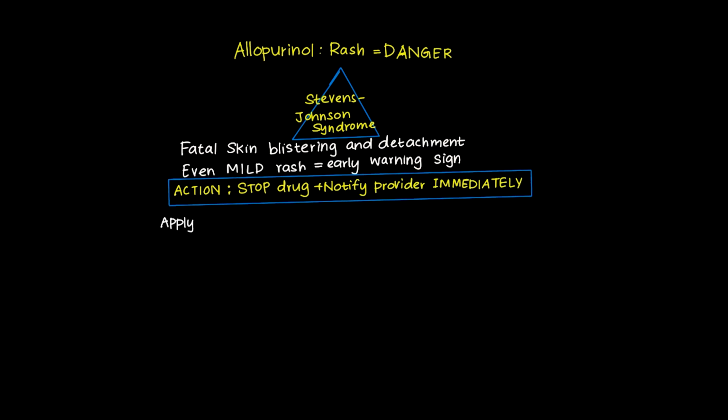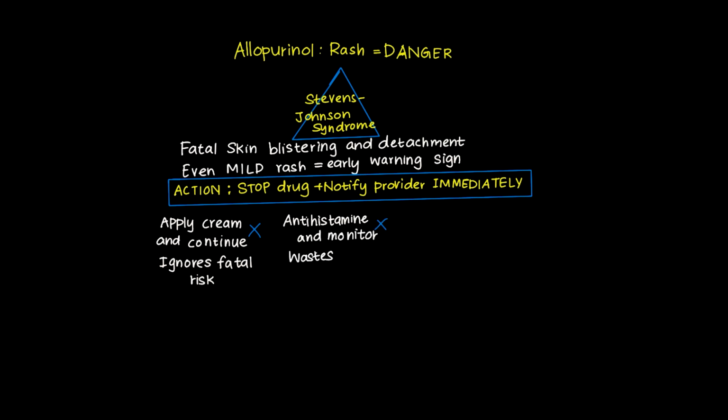Applying hydrocortisone cream and continuing the drug ignores the life-threatening risk sitting underneath that mild rash. Taking an antihistamine and monitoring wastes precious time when the priority is stopping the drug that could be triggering a fatal reaction. And ignoring the rash while continuing allopurinol could allow full progression into Stevens-Johnson syndrome with massive skin loss.